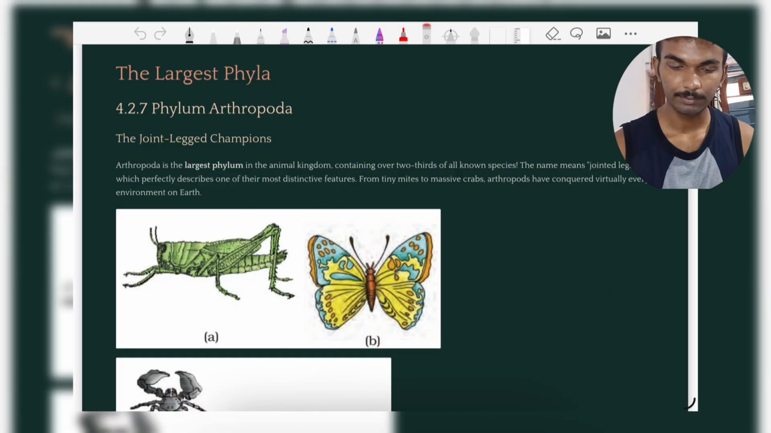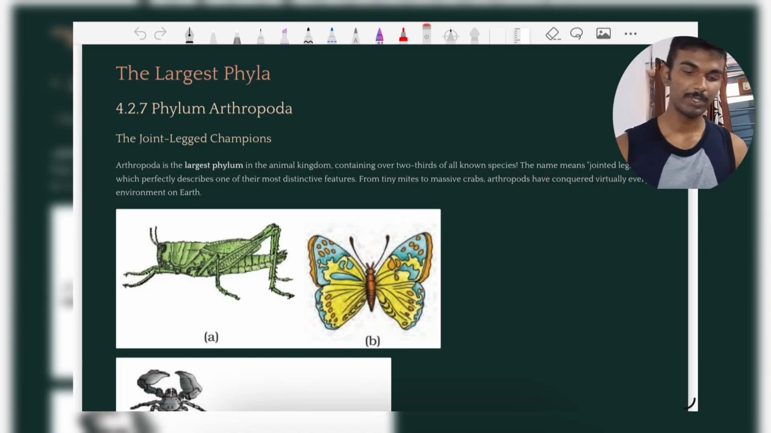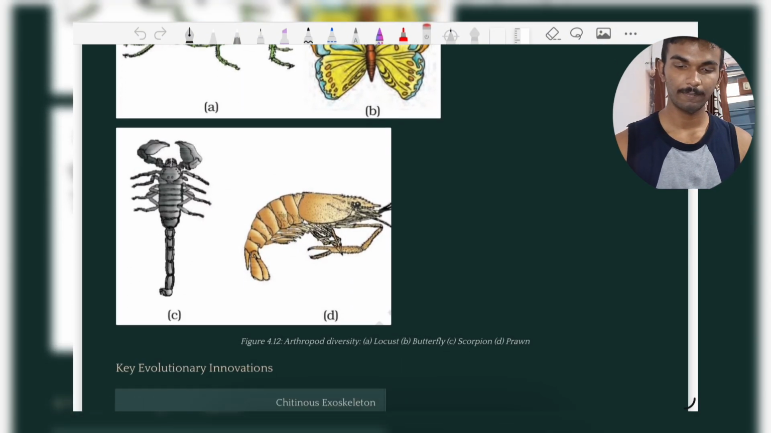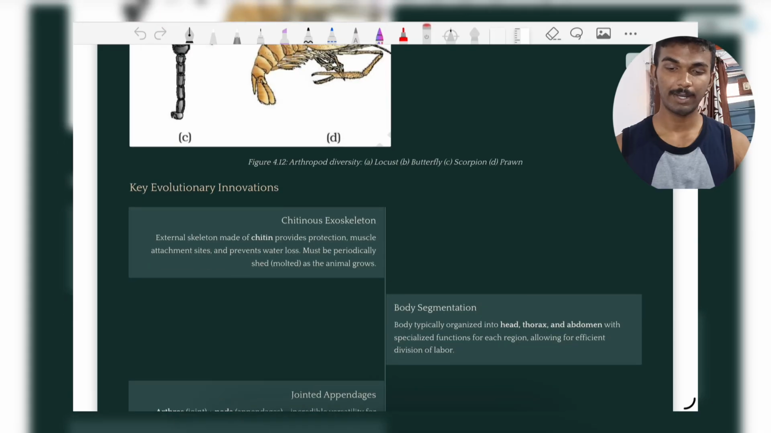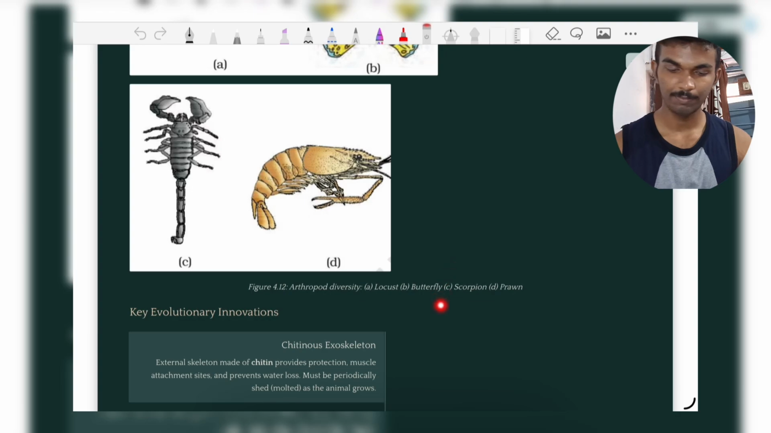Phylum Arthropoda, jointed-legged champions. Arthropoda is the largest phylum in the animal kingdom, containing over two-thirds of all known species. The name means jointed legs, which perfectly describes one of their most distinctive features. From tiny mites to massive crabs, arthropods have conquered virtually every environment on Earth. You can see the grasshopper, the butterfly, the scorpion, the prawn; basically everywhere you can find arthropods. This is locust, this is butterfly, this is scorpion, this is prawn.